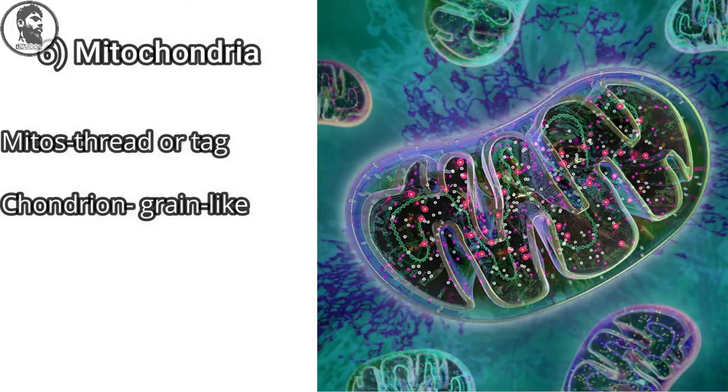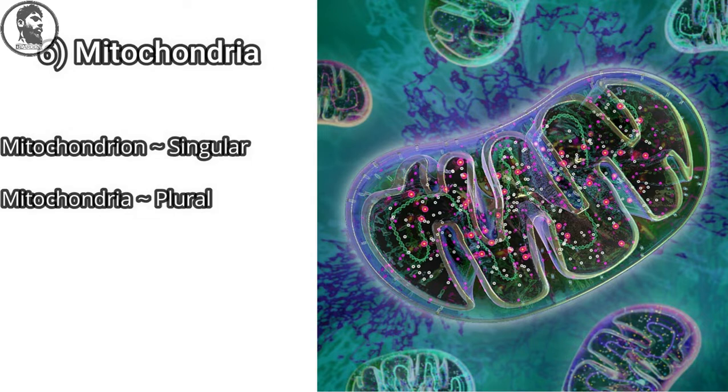Now the next is the very important and my favorite, that is mitochondria. This word came from the Greek language. Here, mitos means thread, which you may be asked in exams, and chondrion means grain-like, like a seed. So, a thread and grain-like structure present inside the cell. Mitochondrion is the singular form, whereas mitochondria is the plural form.